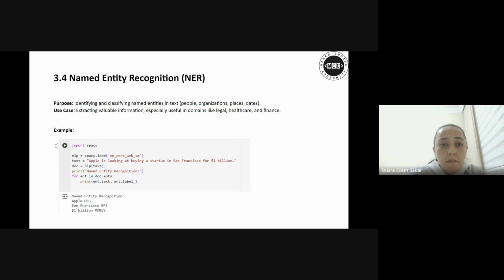transaction data. So let's look at an example using spaCy. In the sentence, "Apple is looking at buying a startup in San Francisco for 1 billion," the NER model has classified, for example, Apple as organization, San Francisco as location, and 1 billion as money. So you can see how spaCy has detected and labeled these entities in the text. So it is really a powerful method for domains like finance and healthcare.